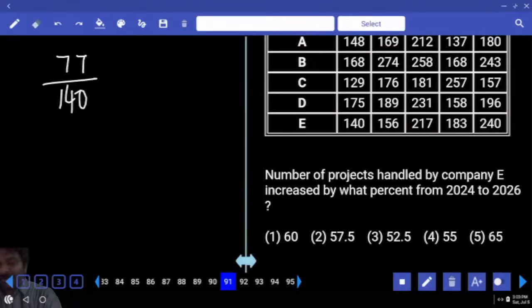77 upon 140 into 100. 50 percentage is 70. Extra 7 we have, which is 5%. 55%.